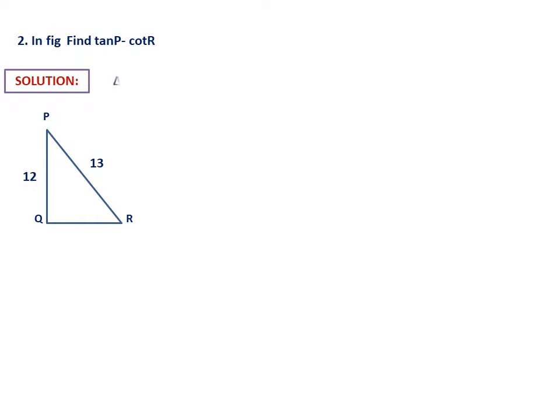Question 2. In figure find tan P minus cot R. The diagram is this. Triangle PQR is a triangle with Q equal to 90 degree and PQ is 12, that is given, and hypotenuse PR is 13, that is also given. So this is the diagram given. Now we have to find tan P minus cot R. Now Q is 90 degree. So triangle PQR, Q is 90 degree, PQ is 12 and PR is 13. This much is given.